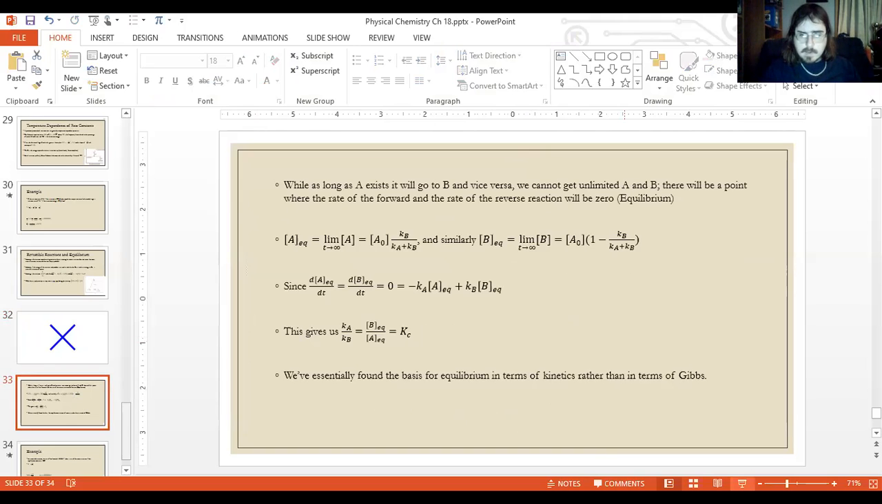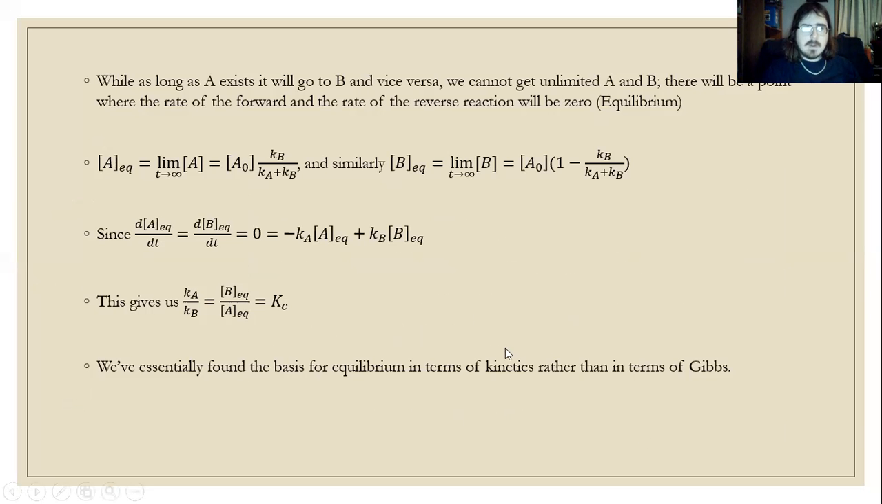Okay, there we go. I don't know why it wasn't switching. So as long as A exists, it will go to B and vice versa. Because it's at equilibrium, we cannot get 100% A or 100% B. But there will be a point where the rate of the forward reaction and the rate of the reverse reaction will equal 0, which is our equilibrium. Beauty of this. So what is the limit of A, or A at equilibrium, if we allow time to go to infinity?